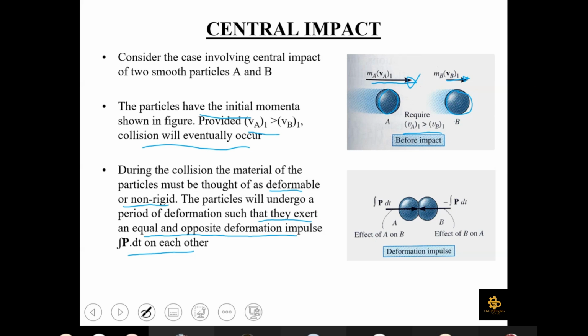But this deformation impulse is going to be internal to the system. कि अगर मैं इस पूरे system को consider करूं तो this deformation impulse is going to be internal to the system. However, अगर मैं किसी एक particle की free body diagram बनाऊं तो फिर दूसरा particle इस पे जो impulse exert करेगा वो external to the particle हो जाएगी. So first of all, there is going to be a deformation phase in which both particles are going to exert an equal and opposite deformation impulse on each other along the line of impact.